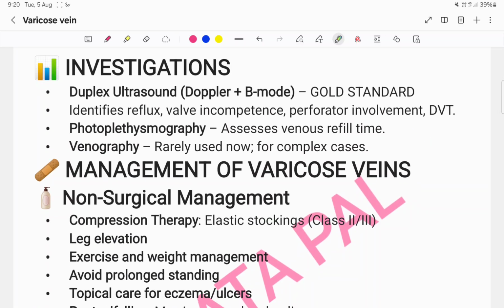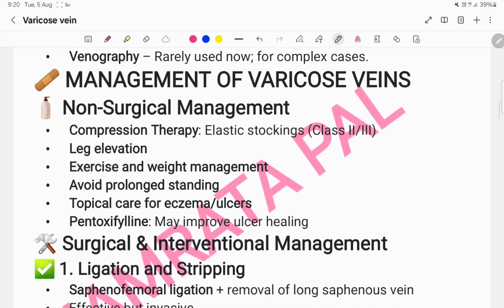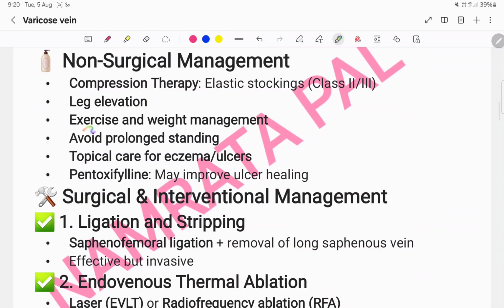Next is investigation. We may do duplex ultrasound, Doppler plus B mode, and also plethysmography and venography to detect the pathology. Then how to manage it? Non-surgical management: compression therapy, which is routinely done on an OPD basis. Leg elevation can also help. It is a home remedy.